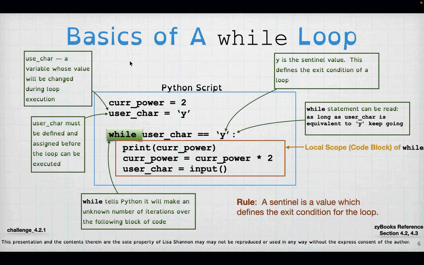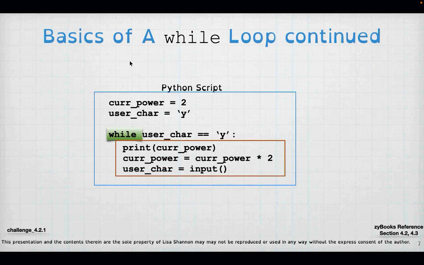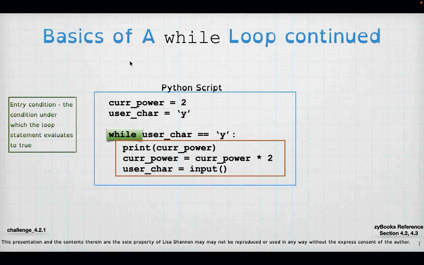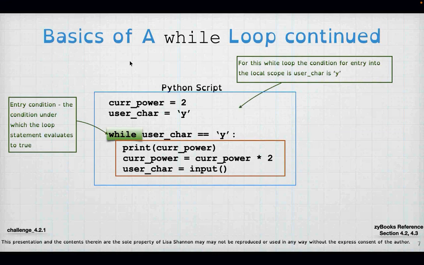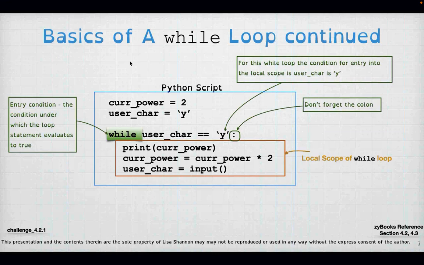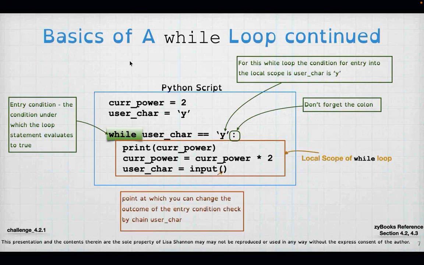Sentinel value is a value which defines the exit condition for the loop. So now let's look at the loop again. The entry condition is the condition under which the loop statement evaluates to true. I just talked about that. So the entry condition is that user care is Y.